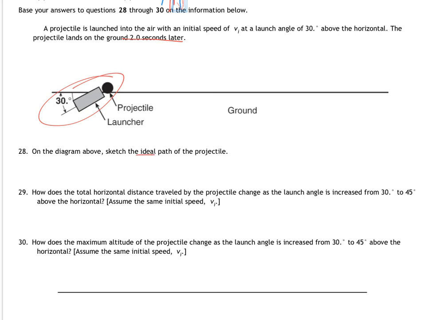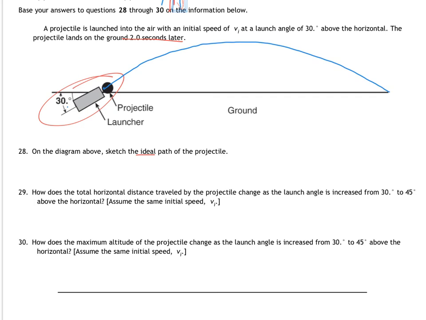All right, ideal means neglecting friction. So the ideal path would be parabolic. I'm not the world's greatest artist, but a parabola looks something like that. It should have like a vertical axis that it reflects itself on both sides. I think that looks pretty good.